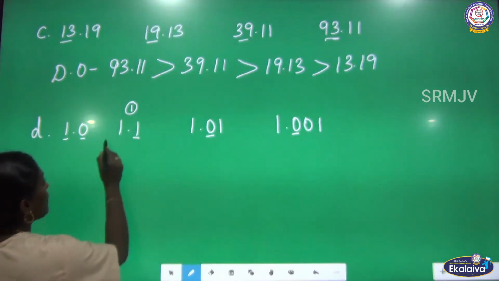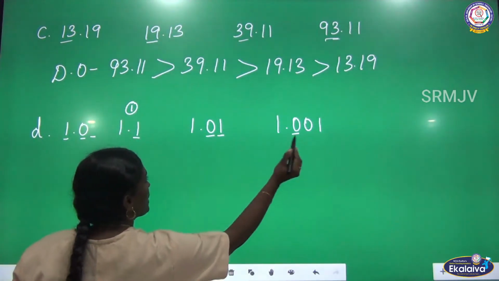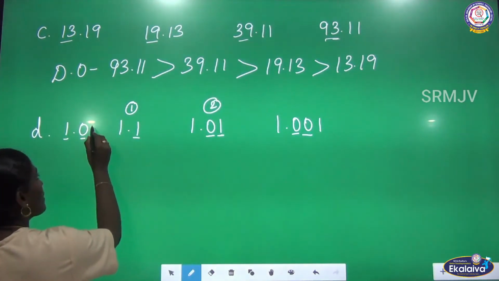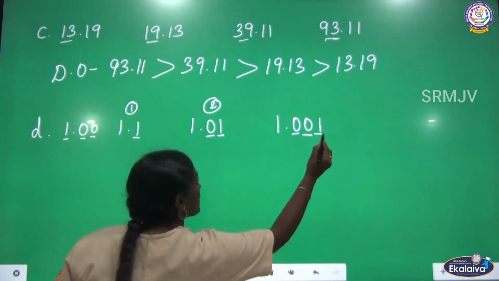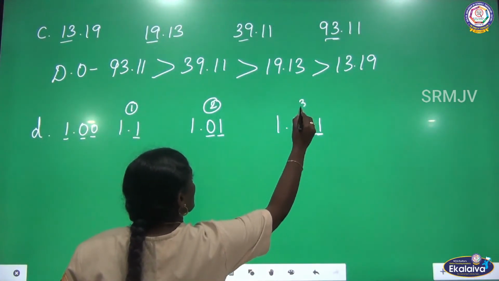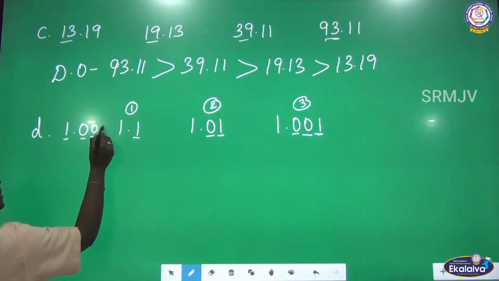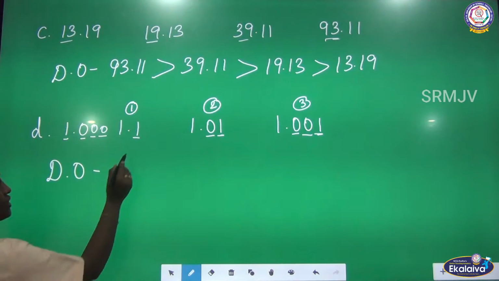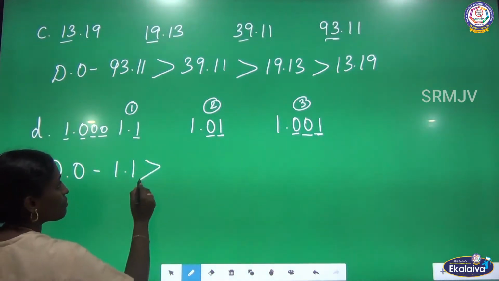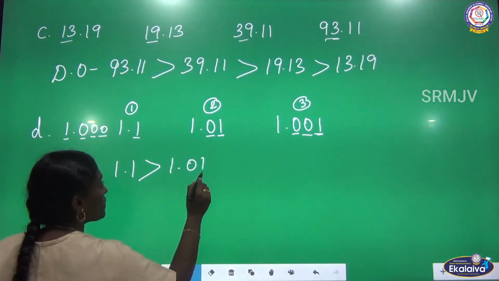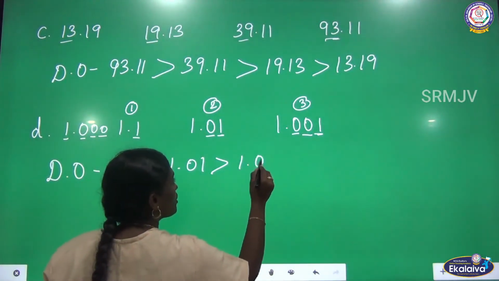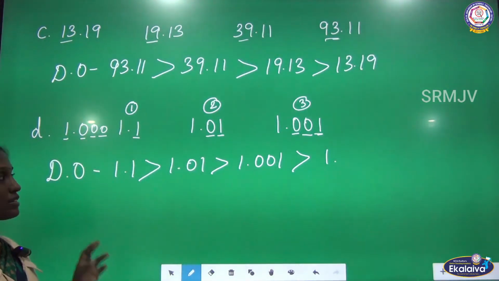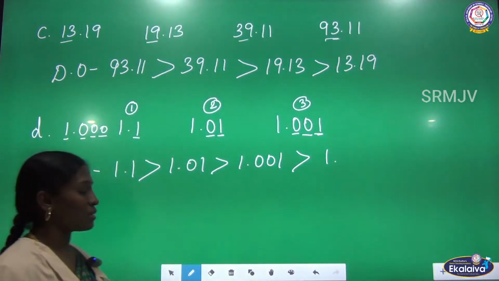In the remaining, we are going to check the second decimal place. Here 1 is there. So this is the second one. Here also 0. Then we are going to compare the third one. Here 1 is there. So this is the third one. And 1 is the smallest number. So I am going to arrange the numbers in descending order. So 1.1 is the greater number and 1.01 and 1.001 and 1 is the smallest number. This is the descending order for the given decimal numbers.